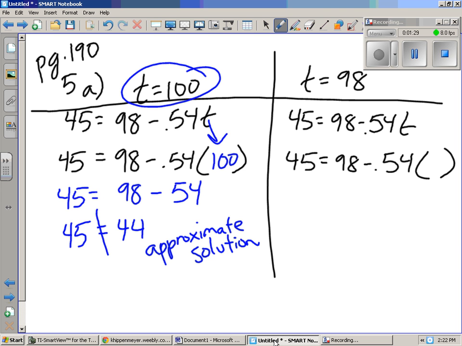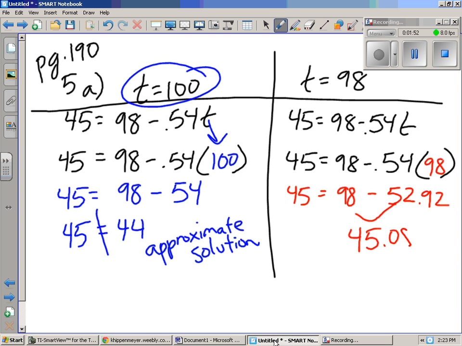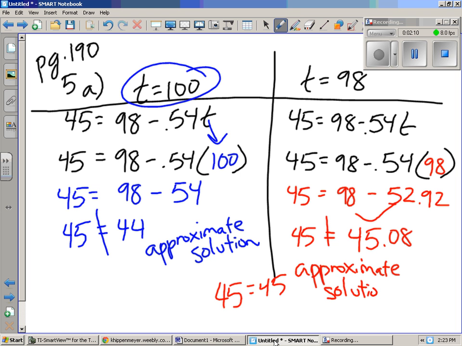Let's come over here to the other side where we have t equals 98, and I'm going to plug in 98 here. 98 multiplied by 0.54 gives us 52.92. Then I take the 98 and I subtract the 52.92 and I get 45.08. Once again, these are not equal, so this is also an approximate solution. It would be an exact solution if you plugged it in and you got 45 is equal to 45. So these are both approximate solutions.